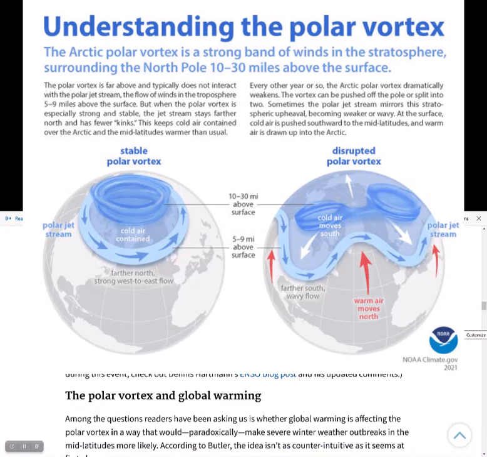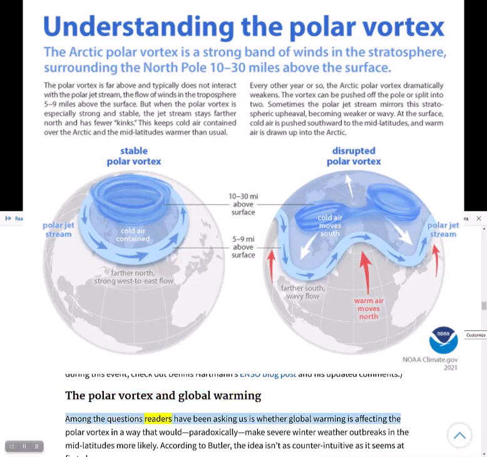For a perspective on the possible role played by Pacific Ocean temperature patterns in a similar event that occurred in the winter of 2013-14 and might be at play during this event, check out Dennis Hartmann's ENSO blog post and his updated comments. The polar vortex and global warming.